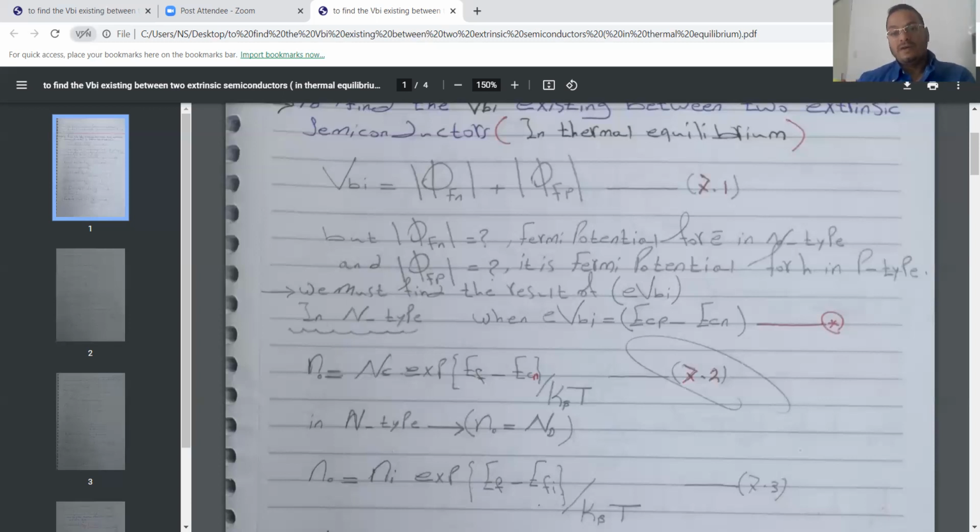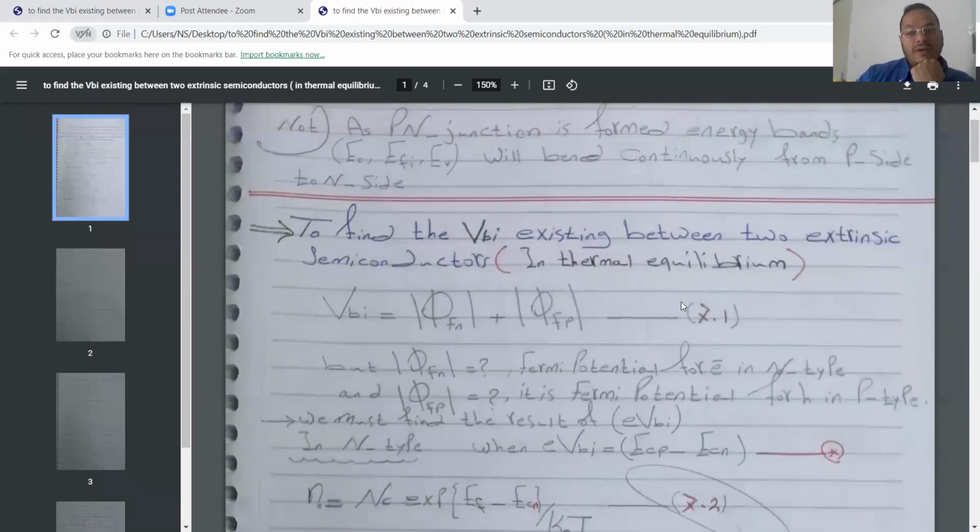to prove the equation of the built-in barrier potential existing between two extrinsic semiconductors at the same condition. Let's go to my notes. Let's share. Let's share again.